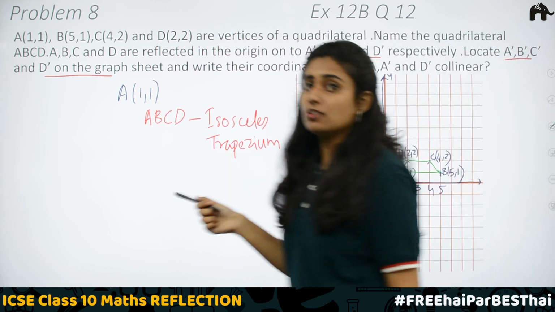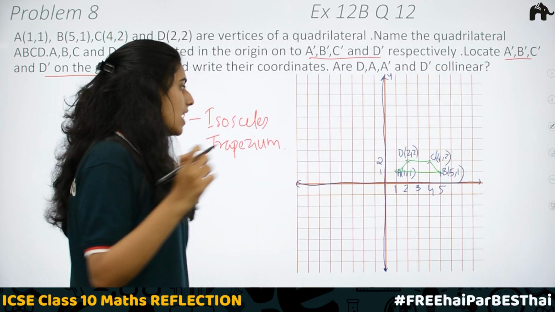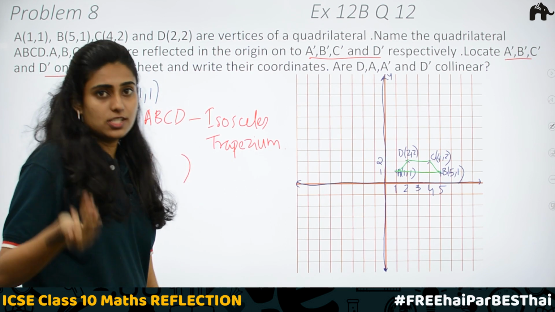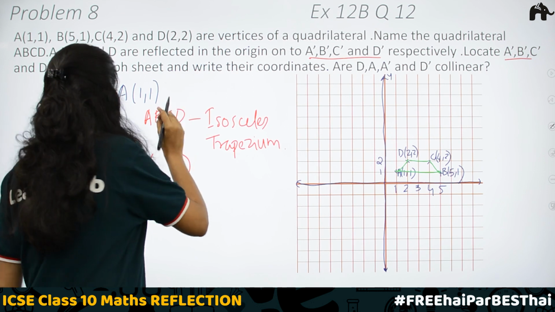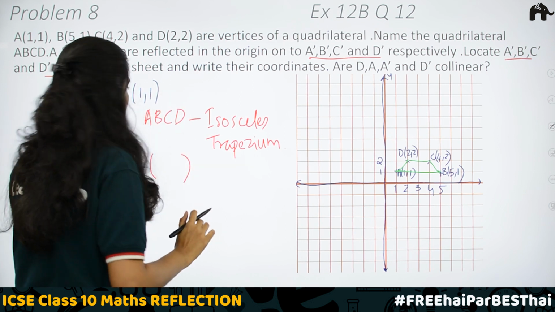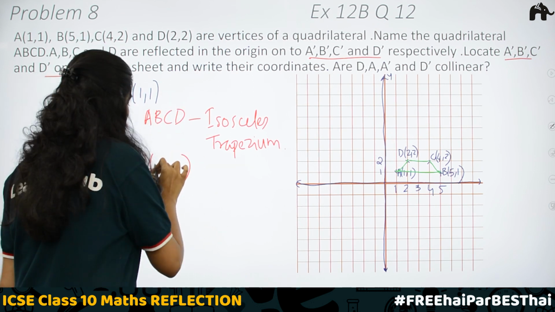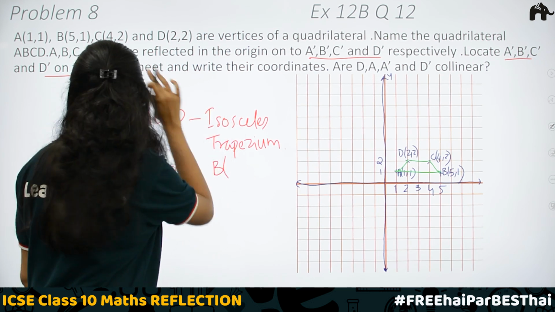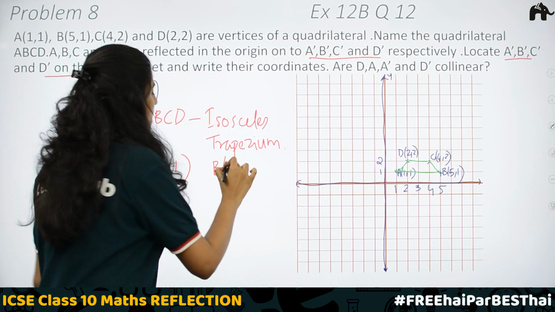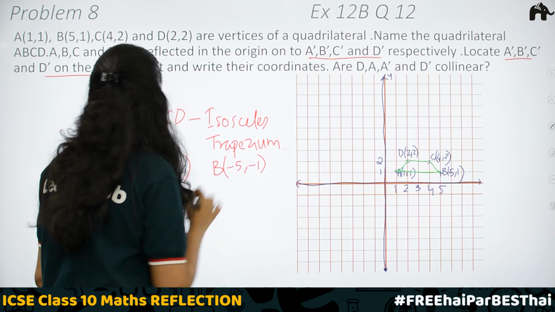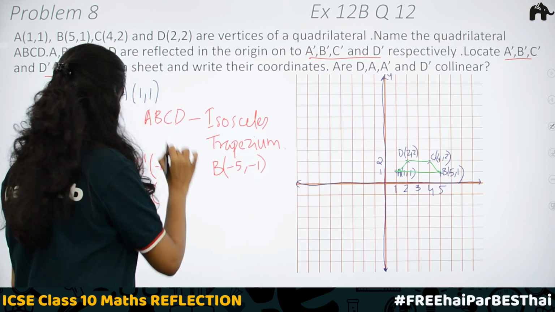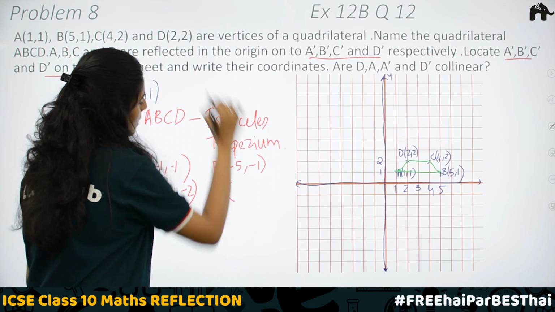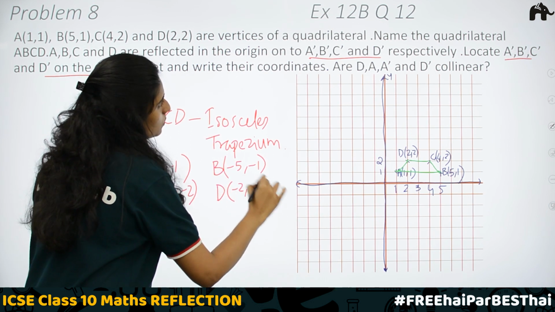A, B, C and D are reflected in the origin to A dash, B dash, C dash and D dash. Let's find the coordinates of A dash, B dash, C dash and D dash. When the reflection is in the origin, what happens? Sign of both the coordinates changes. A we have (1,1), it becomes (-1,-1). Next B is (5,1), it becomes (-5,-1). Then C (4,2) becomes (-4,-2). And D (2,2) becomes (-2,-2).